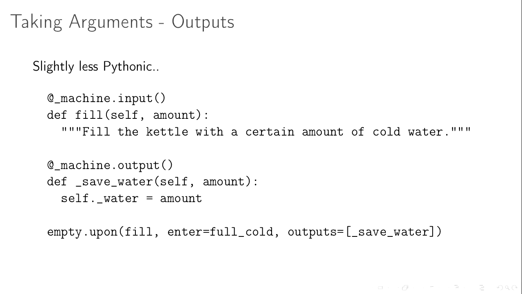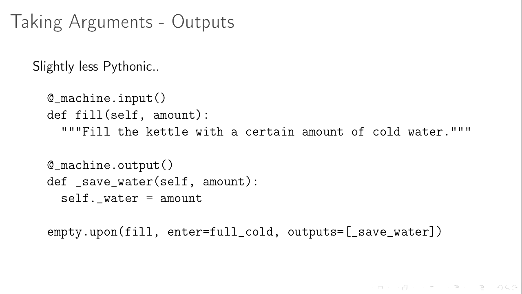So it's a plain Python object, and all of our inputs, we want to be able to pass parameters along. So for the fill, we want to be able to pass along an amount of cold water that we want to put into the kettle. And the obvious thing to do is that we want to say self.water equals amount. We can't, if we did that in the input itself, someone could call that input. If the kettle was already full and somebody called fill, we would save the water and then the state machine stuff would figure out that we were in the wrong state. So that's why we can't do any working code in the input. All of the working stuff, all of our business logic has to be in one of the outputs.